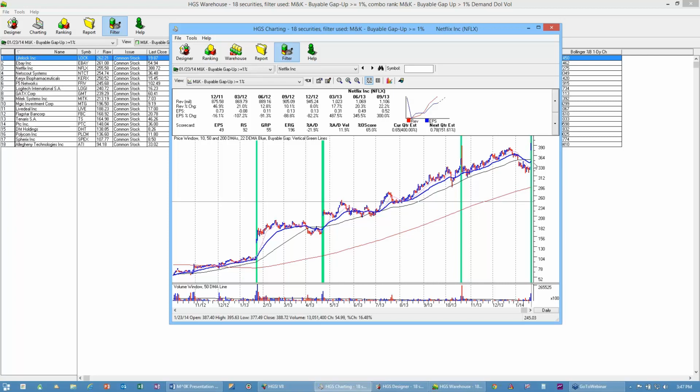Here's Netflix. Obviously there was a buyable gap yesterday. But this was a great buyable gap here. This was a great buyable gap which did get tested at support, but it took off. This was an exhaustion gap. So you get the point here.